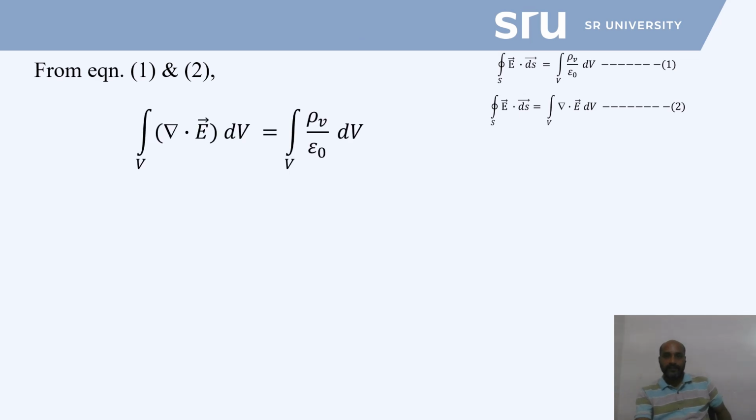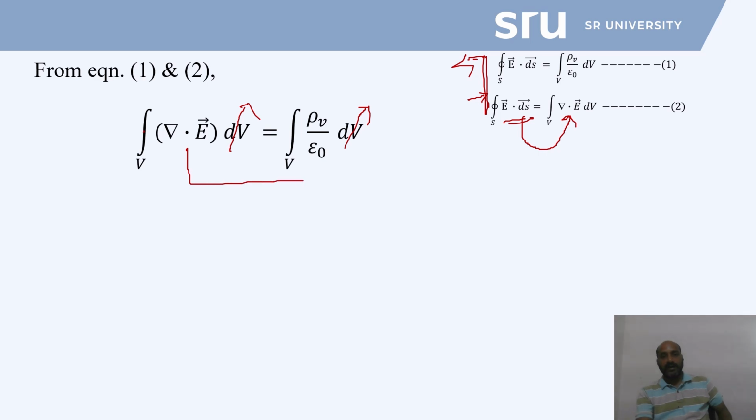So these are the two equations. This is the actual equation and this is from Gauss law. If you compare both, both have E dot ds. What does it mean? You are changing the surface integral to a volume integral, because a volume integral is easy compared to a surface integral. So del dot E dv is equal to rho v by epsilon naught dv. See, both sides are volume integrals and both are for the same volume.